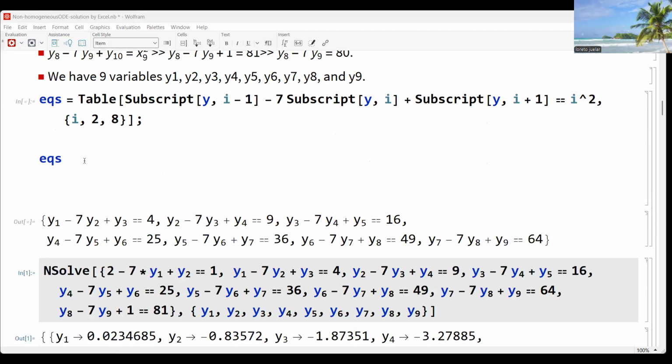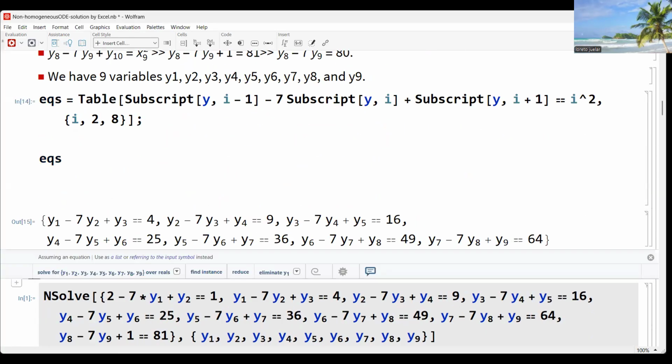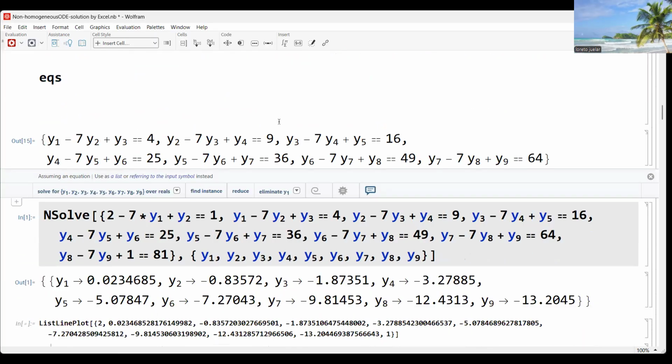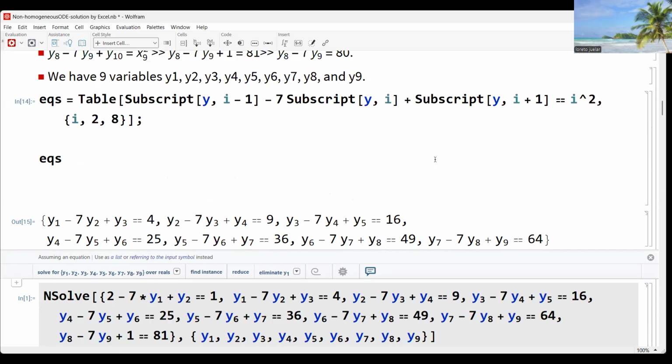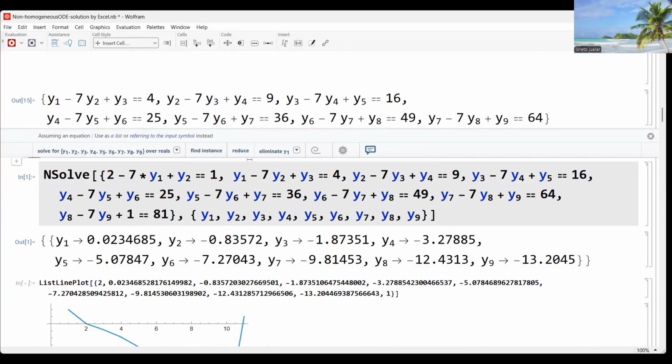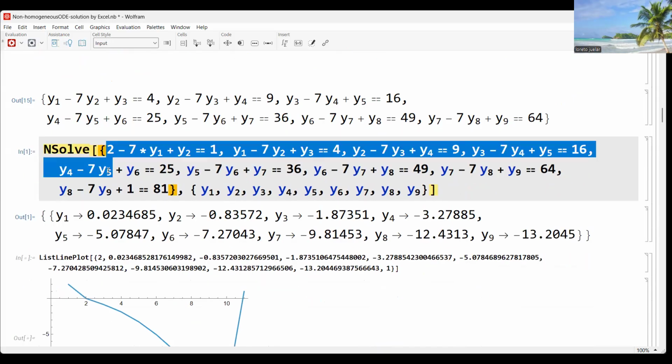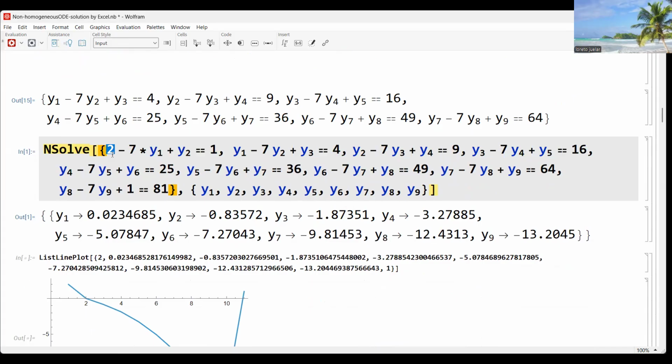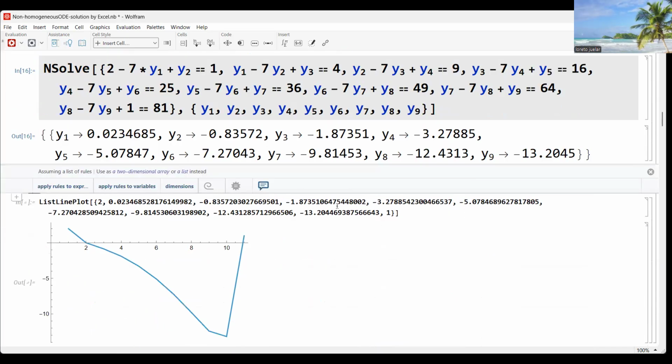Okay. So by using Mathematica here, we have the set of equations. We have 9 variables, so we also have 9 equations here. This is the first boundary condition, y sub 0 equal to 2, and the last boundary condition here equals 1, right? So this is x sub 9, which is equal to 9, and 9 times 9 equal to 81. By entering this, we have the solution here.